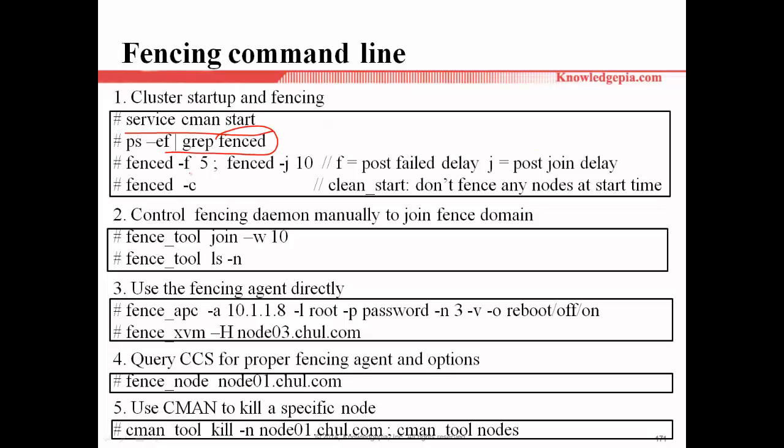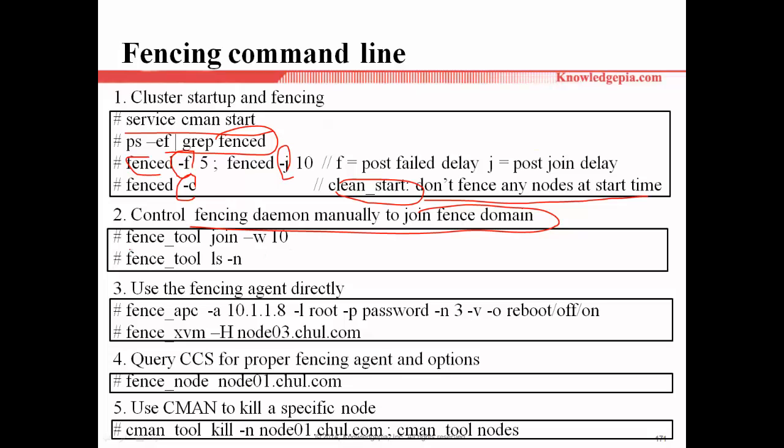If we want to configure force fail delay using this daemon, we can use the option -f. If we want to use the join delay, then -j. Or you can use -c, which means clean start. Clean start means don't fence any nodes at our starting time. Number 2, control the fence daemon manually to join the fence domain.